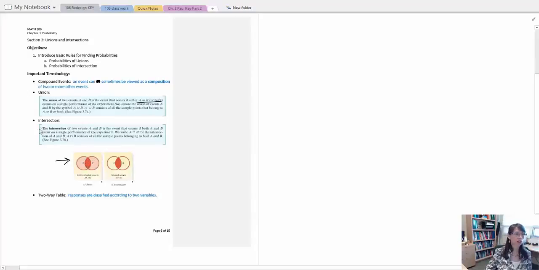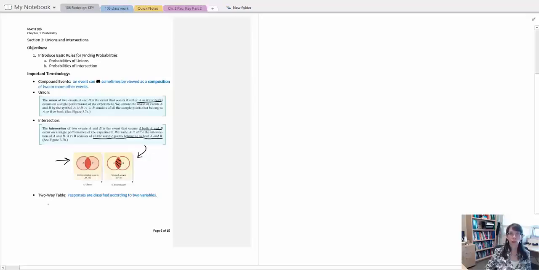Intersection. The intersection of two events A and B is the event that occurs if both A and B occur on a single performance of the experiment. We write A intersect B for the intersection of A and B. So A intersect B consists of all the sample points belonging to both A and B. We can see an illustration of that with these Venn diagrams. Notice that the only shading here is where event A and B have an intersection.